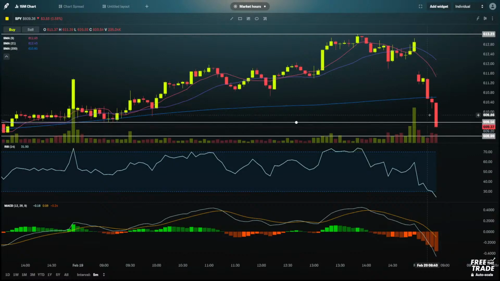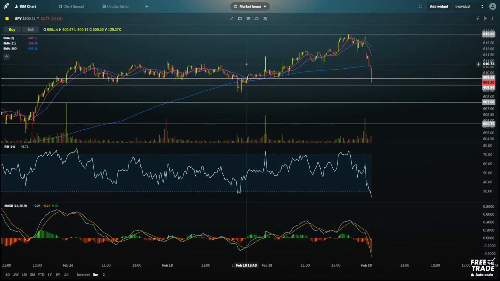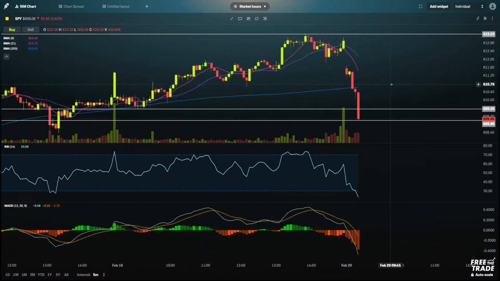And boom, we're through our 650 and still testing. I personally think we're not going to stop until at least here. We're probably going to push through that one too. There's just not a ton of support levels for it. So I'm having a feeling we're going to push through everything today. All right, we're bouncing back up.